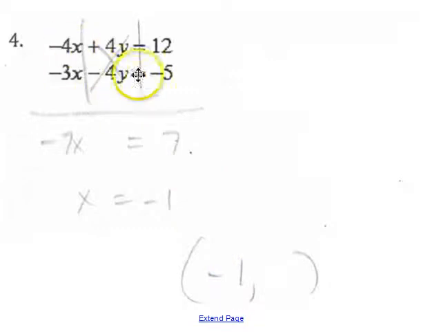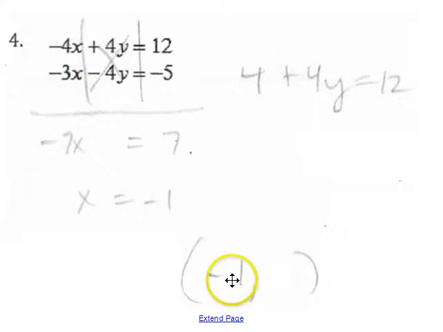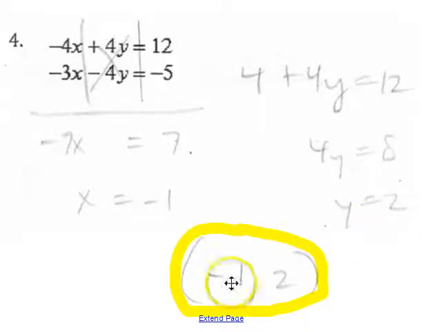Plug that back in to either equation. I chose to plug it back into the top equation. -1 times -4 is +4. And you keep the rest of the equation. Plus 4y equals 12. And then you solve for y. You move the 4 over. You divide by 4. You're going to find that y equals 2. And there you have the complete solution to your system. That's the point where these 2 lines cross.